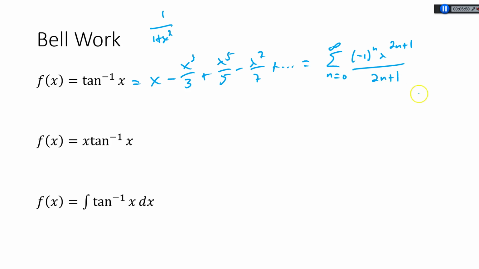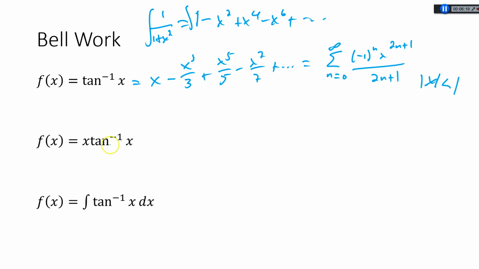No factorial on the tangent inverse because this comes from the geometric series. This is 1 minus x squared plus x to the 4th minus x to the 6th. And then when we anti-derive both of these sides, we get tangent inverse, and then we get x, and then minus x cubed over 3, x to the 5th over 5. So this is only good for absolute value of x less than 1.